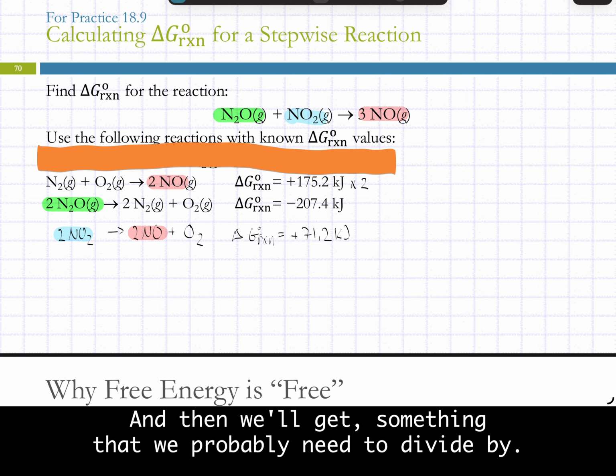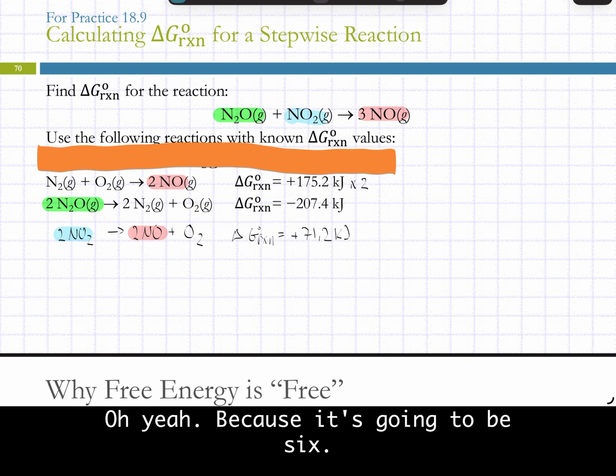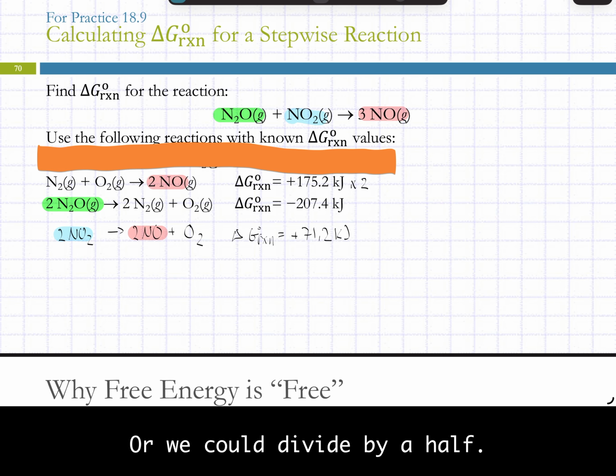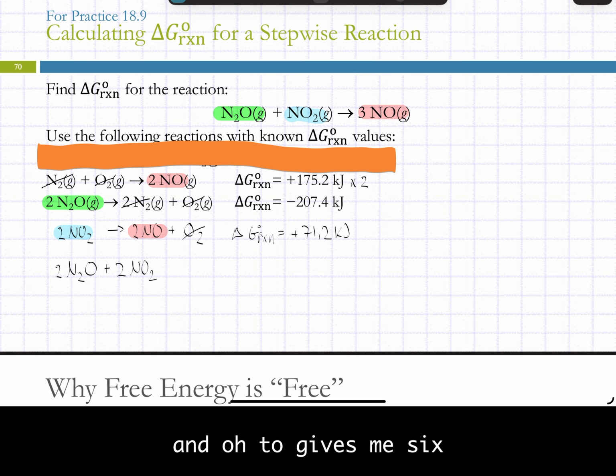Yeah, and then we'll get something that we probably need to divide by 2. Oh yeah, because it's going to be 6. So we could multiply by 2 or we could divide by a half. But this will cancel. These will cancel. And that'll leave me with 2N2O plus 2NO2 gives me 6NO.